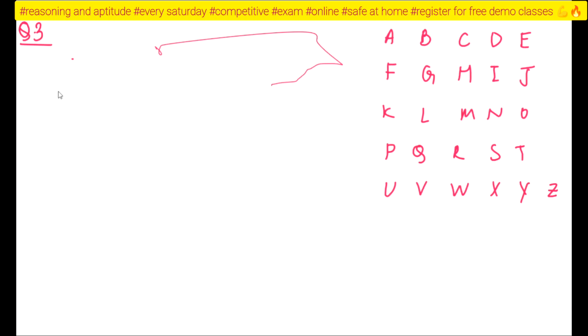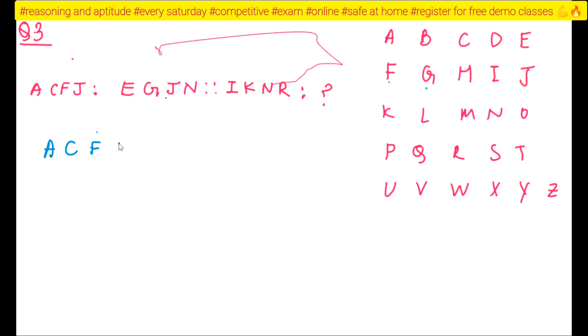Okay? They have given us A, C, F, J is to E, G, J, N, proportions to I, K, N, R, and they are asking the next one. How can I make the relation? First we will see the relationship. J and E. Like this way. And F and G. First I will write A, C, F, J and E, G, J, N.